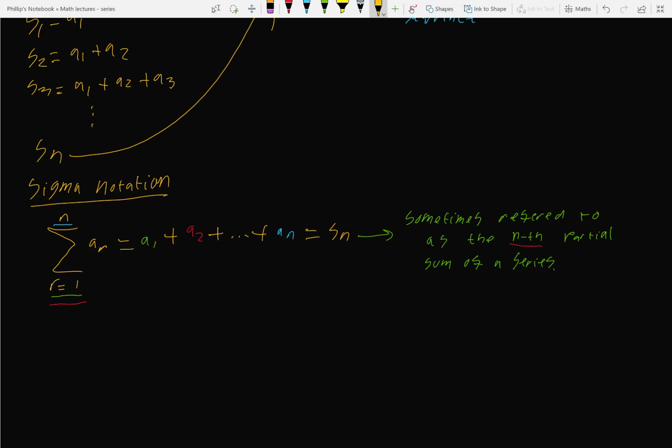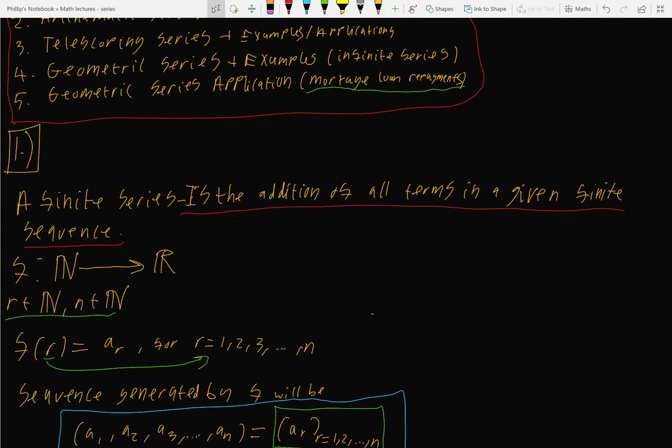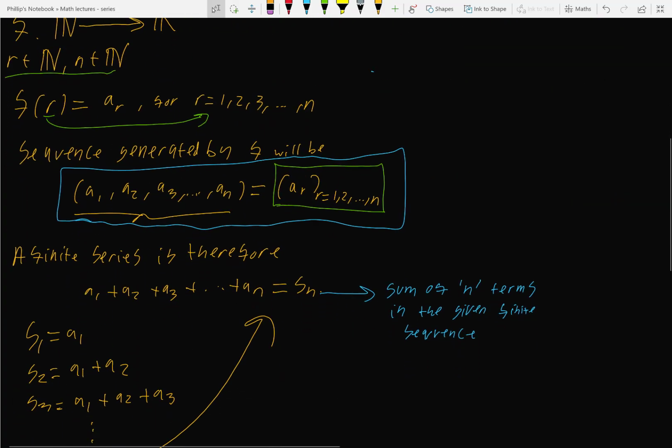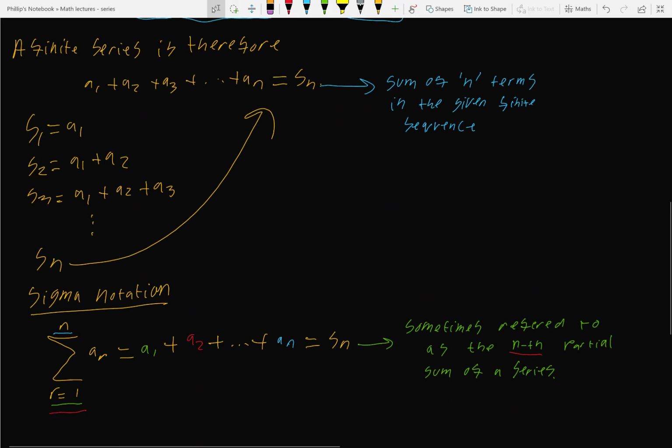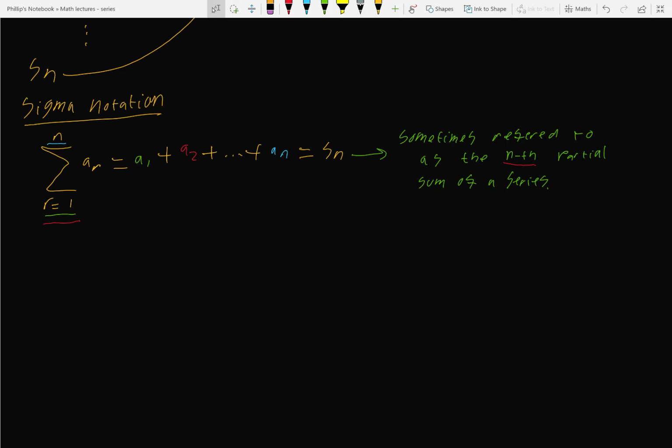So that's essentially what a finite series is: the addition of all terms in a given finite sequence. We get a finite sequence defined by a function f of r, and that gives a rule to determine the nature of a sequence. You can have random terms, but in order to create a well-defined finite series, we need a pattern to what we're adding up. If we're just aimlessly picking numbers out of the air, what meaning does it have? It's a waste of time. So let's look at an example now.